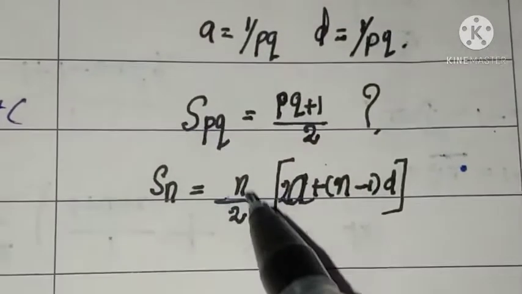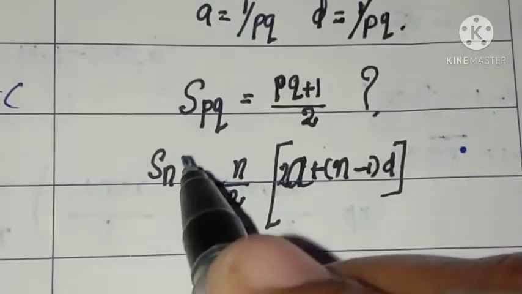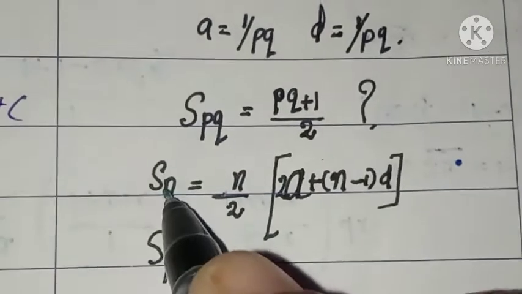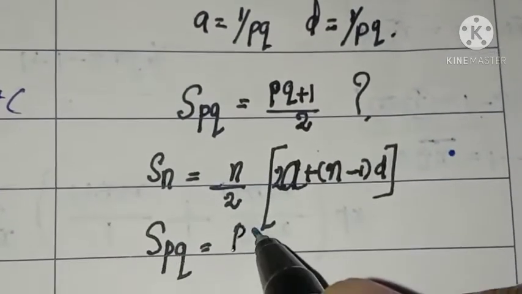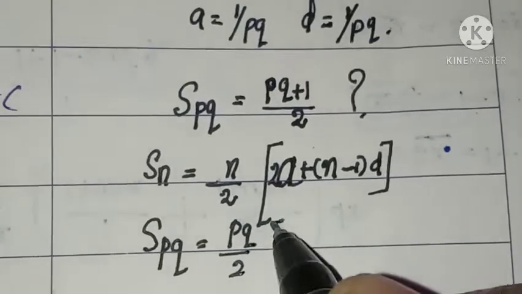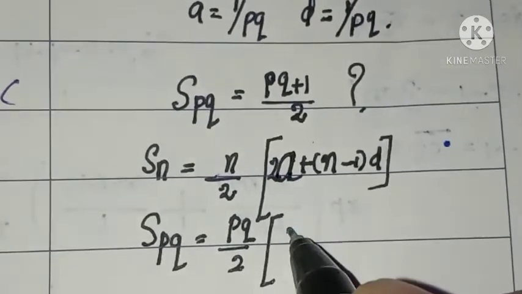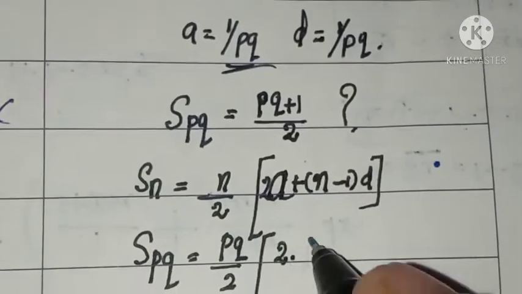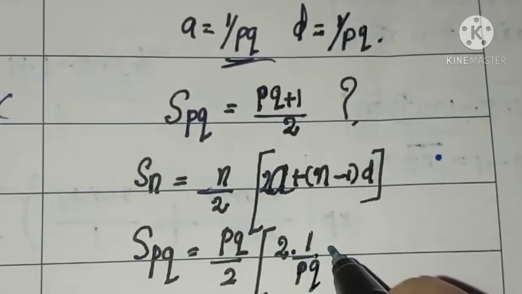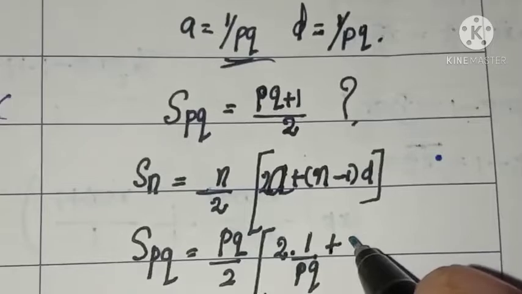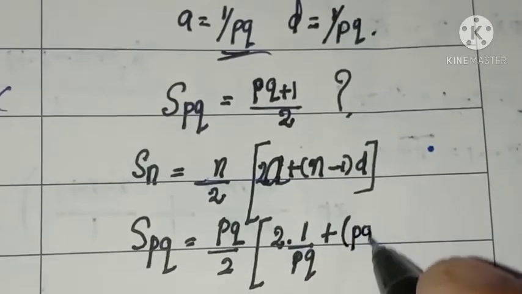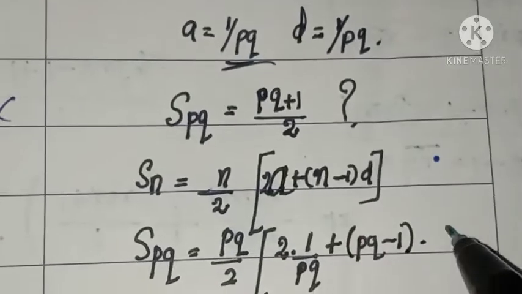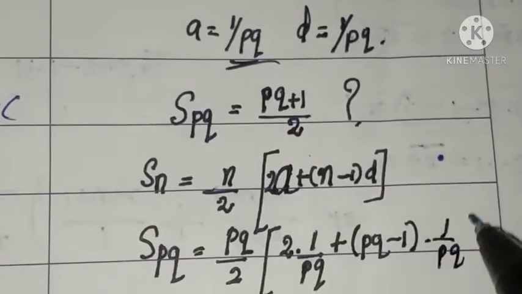Okay, S_n = n/2 [2a + (n − 1)d]. Here we need to prove S_pq, so put n equal to pq here. pq/2 into 2a, that is 2 into what is a? 1/pq, plus n minus 1. What is n? pq. (pq − 1) into d. What is d? 1/pq.